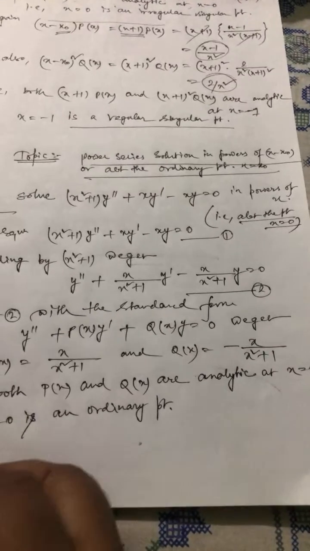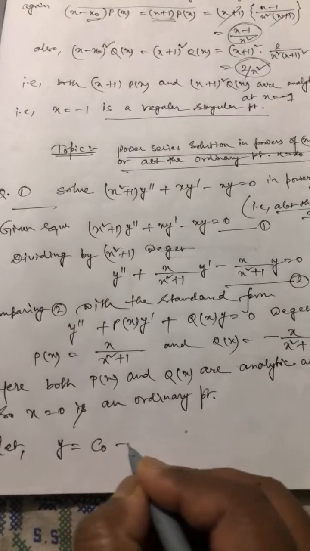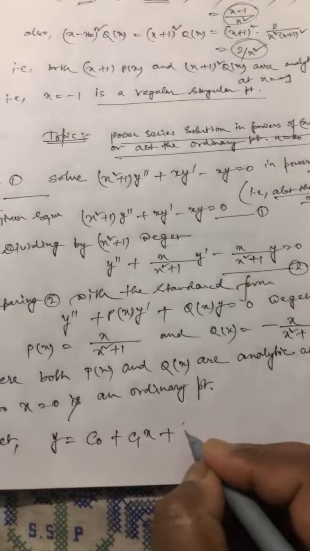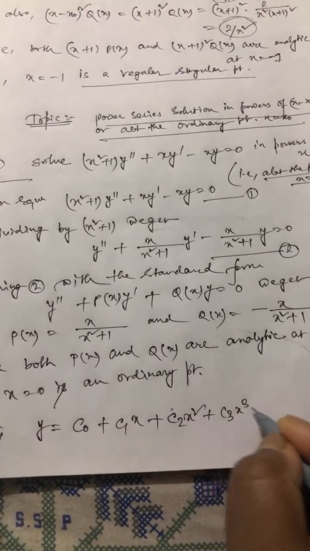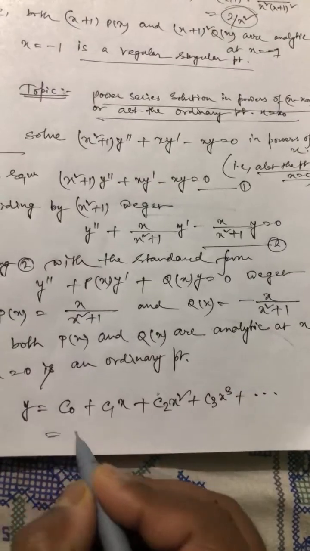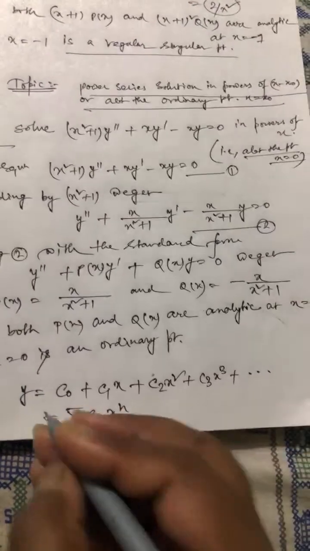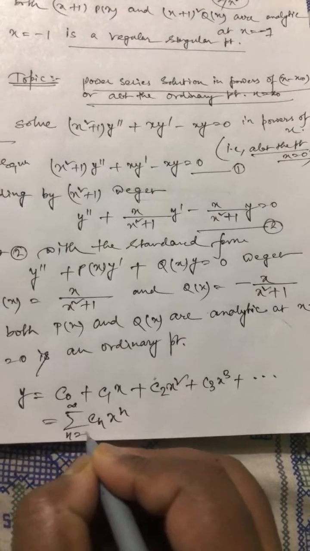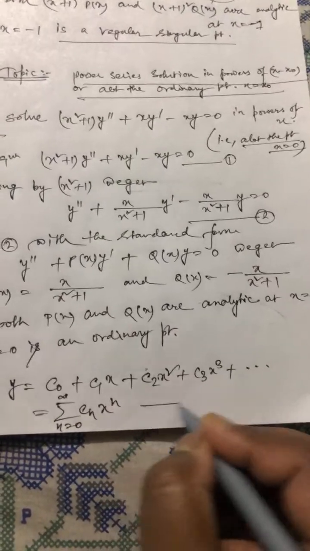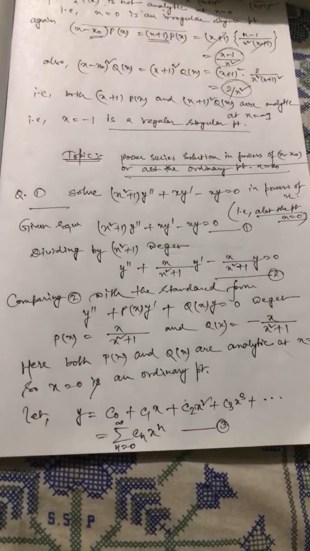So let us consider the solution be taken in this form: y is equal to c naught plus c1x plus c2x square plus c3x cube, and so on. You can see this is an infinite structure, and obviously we have taken the structure in the form of a series. So in terms of summation notation, we can write this thing: summation c n x to the power n, where summation should vary from n equal to 0 to infinity. Say this is equation 3. As per our assumption, let this expression y is nothing but the solution of the given problem. I hope up to this clear.